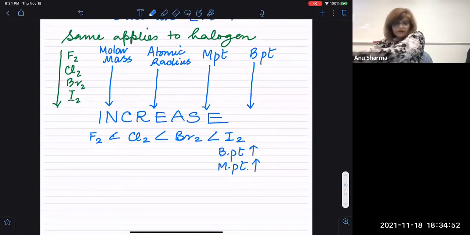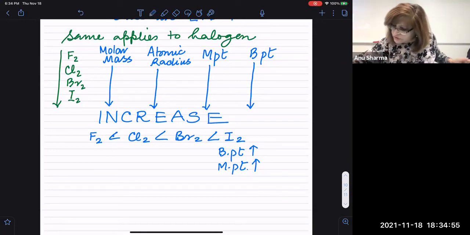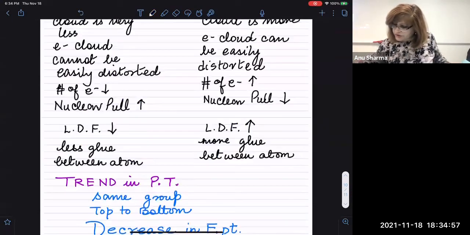Next, the last one, let's finish this off with hydrogen bonding.